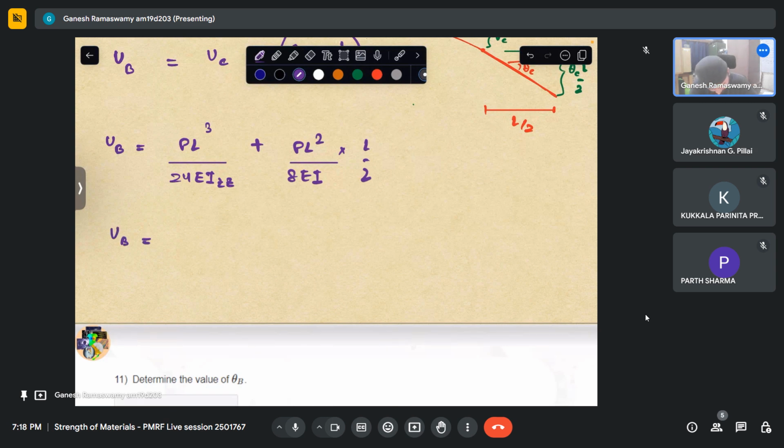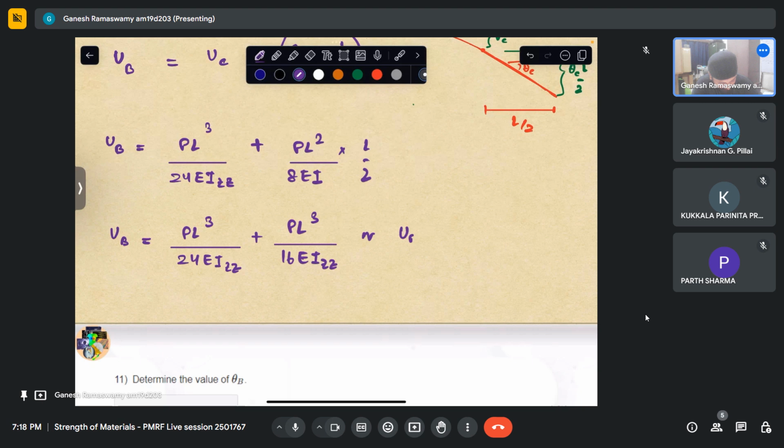So VB is PL cube by 24 EI ZZ plus PL cube by 16 EI ZZ, or VB is 5 PL cube by 48 EI.